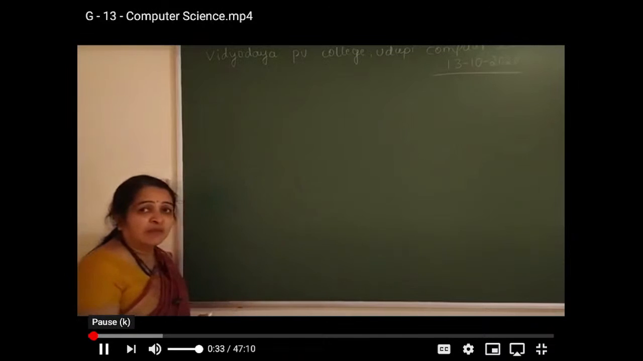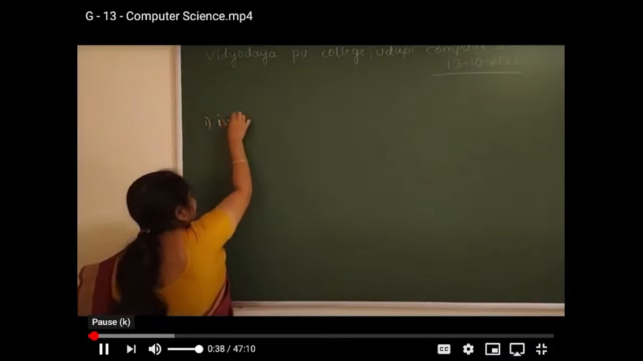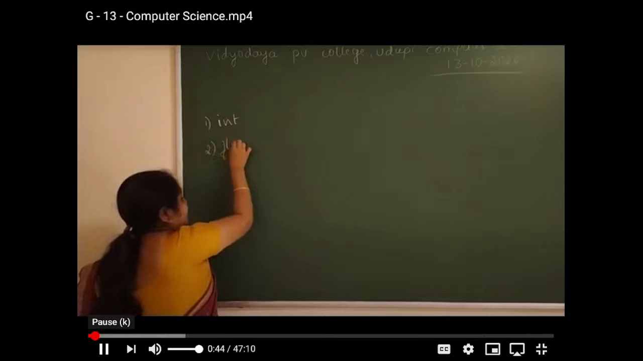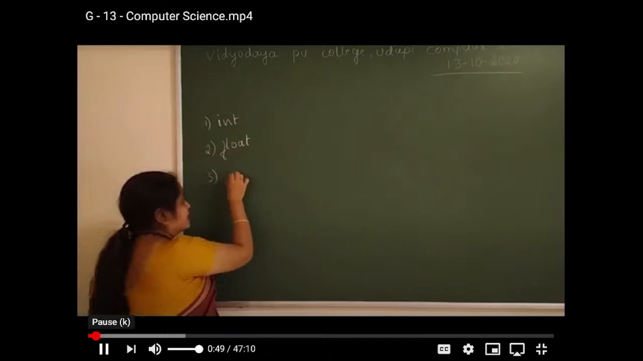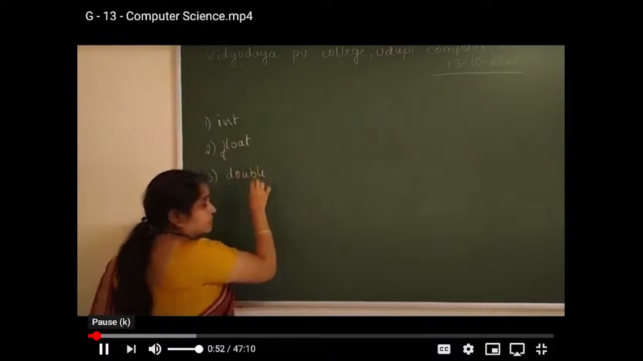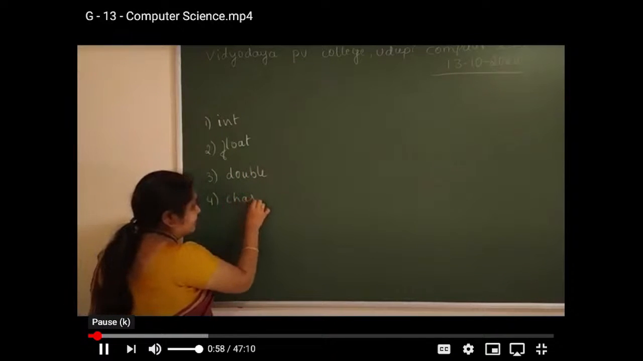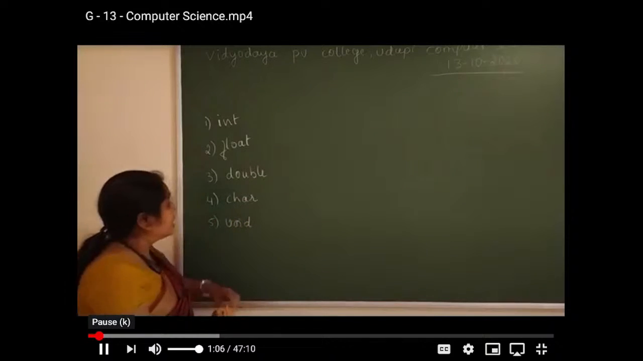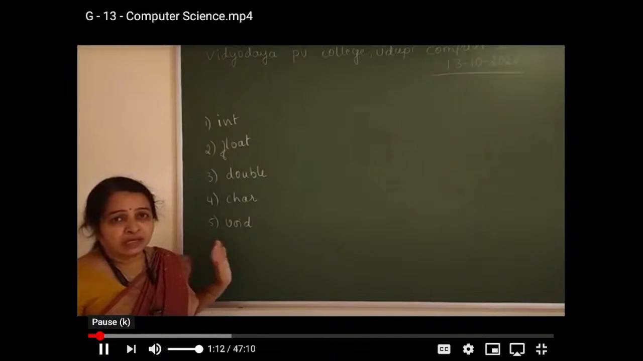So what are the different types of fundamental data types? The first one is int, correct? Then the second one is the float type. Then the third one is the double, correct? Then the fourth one is the char, C-H-A-R, char. And the fifth one is the void. So these are the 5 different types of fundamental data types.